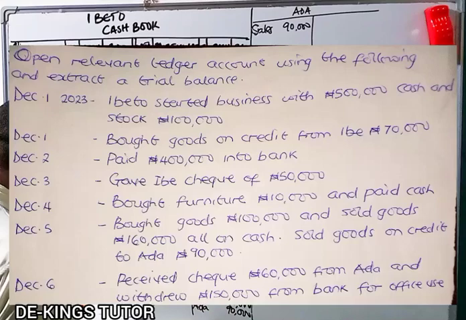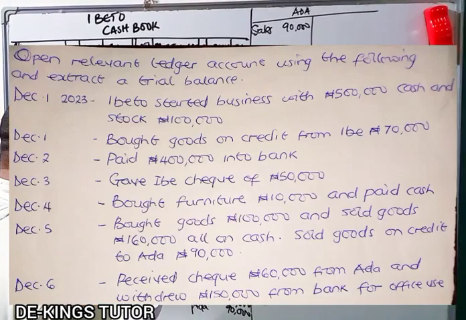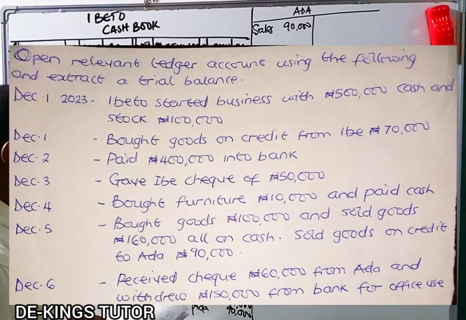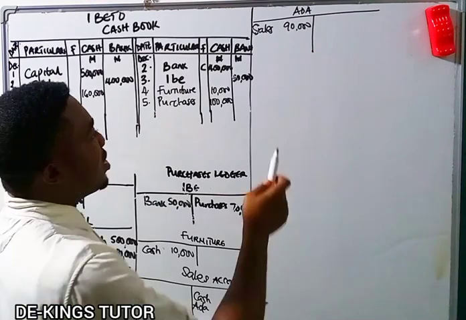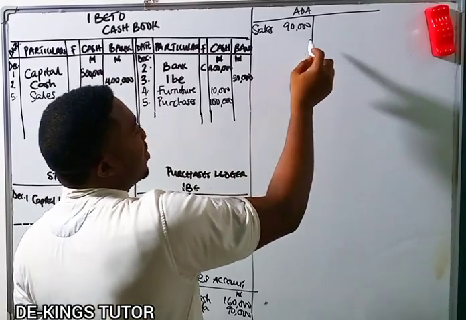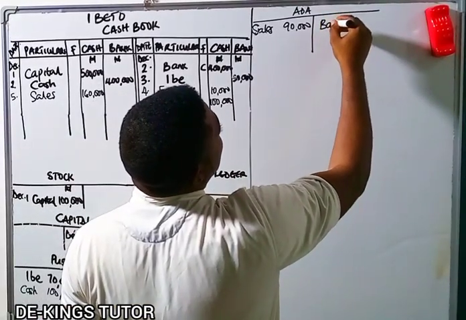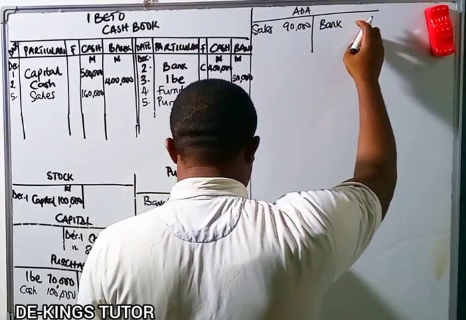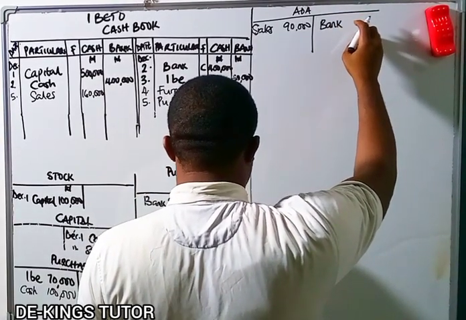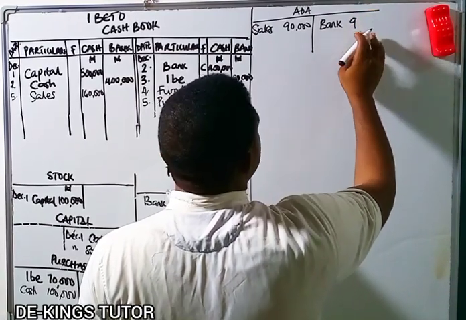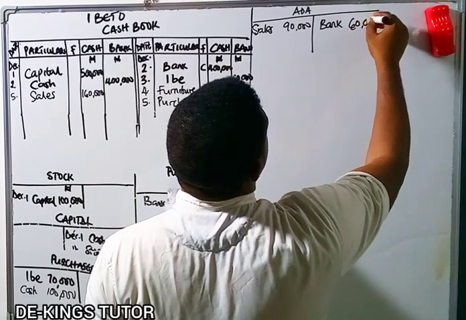Then the next one, December 6th, received check 60,000 from Ada and withdrew 150,000 from bank for office use. Now let's start with receiving check 60,000 from Ada. So they say they sold on credit to Ada, but they received check from Ada. So it will now be bank. How much is it? Sorry, it is 60,000. They received from Ada.